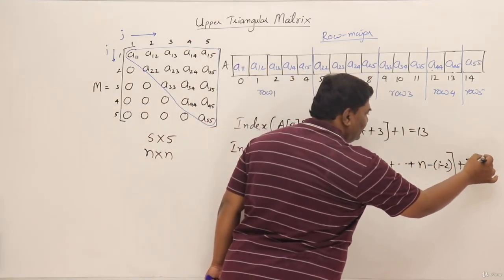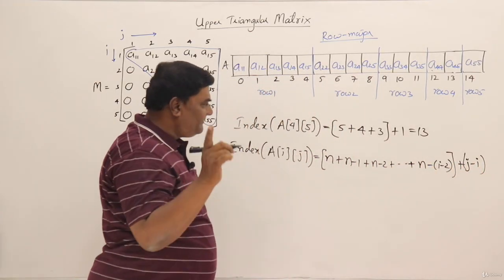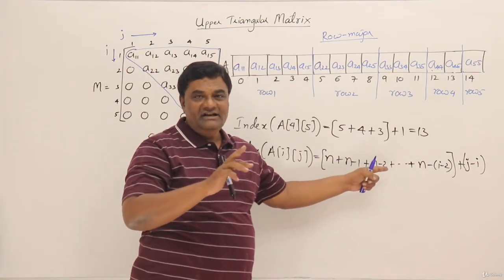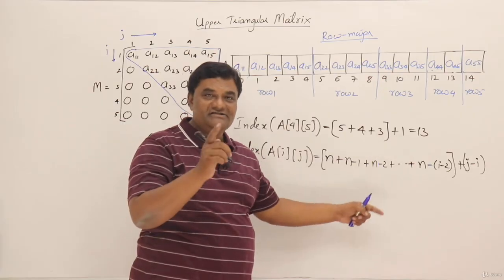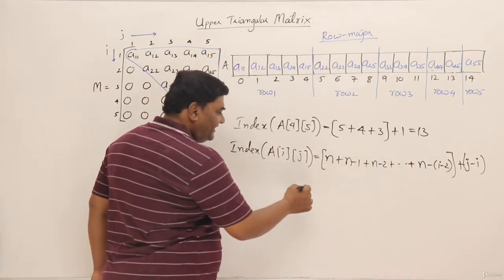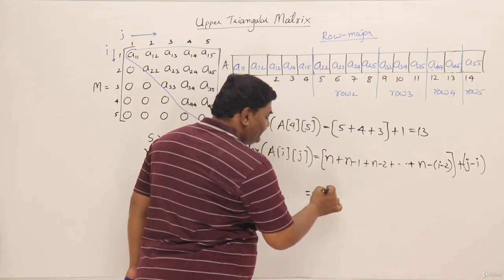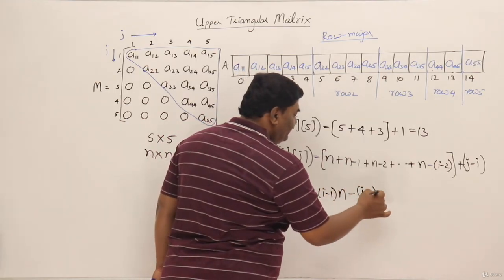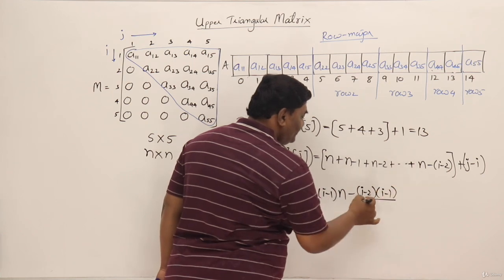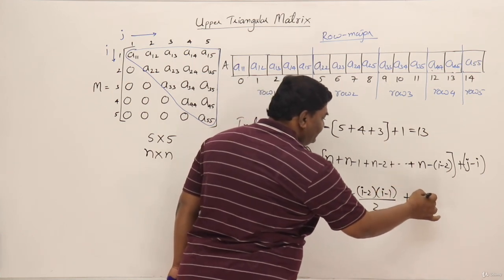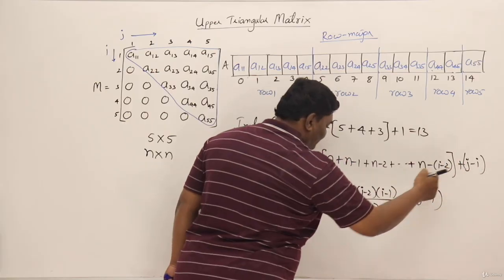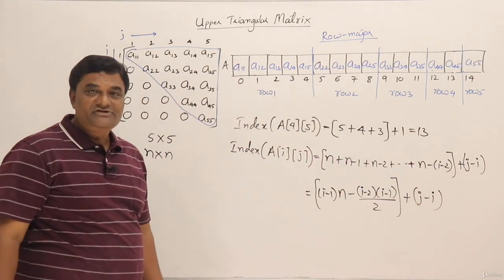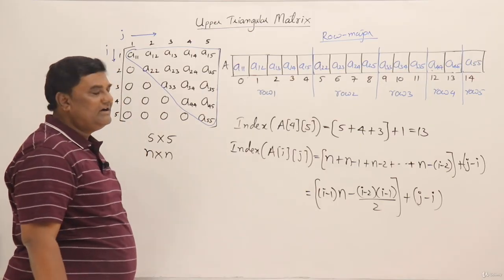j minus i. So if you remember that formula, this is the same as that formula, only i and j have interchanged. i became j and j became i. So the final simplified formula can be i minus 1 times n minus (i minus 2) into (i minus 1) by 2, and finally j minus i at last. So this is the formula for the row major representation of an upper triangular matrix.